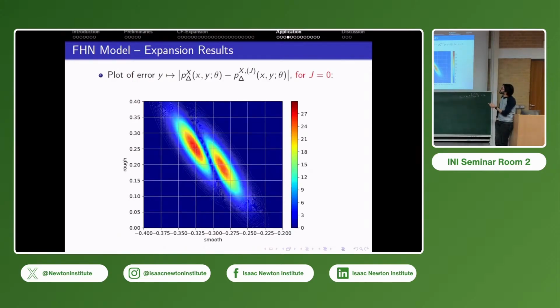And if you use the expansion for j equal to 0, which in this case is simply the approximation of the SDE through the linear stochastic differential equation, you get this difference. What I'm showing here is the error, right? The absolute value of the difference between the true thing and the approximate thing. And here there is some difference, going up to 27. If you start using more terms in your expansion for the transition density, here I'm using 5 terms, you get a very small error.